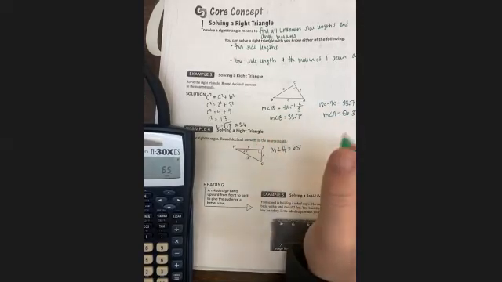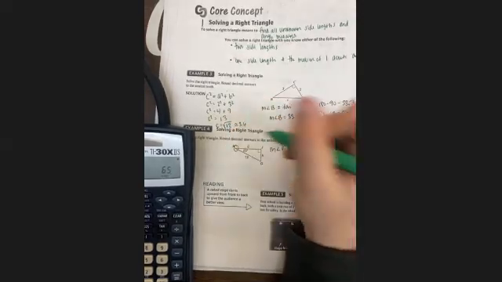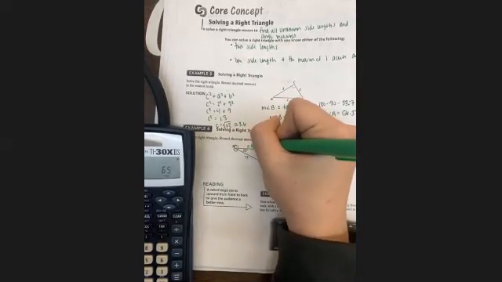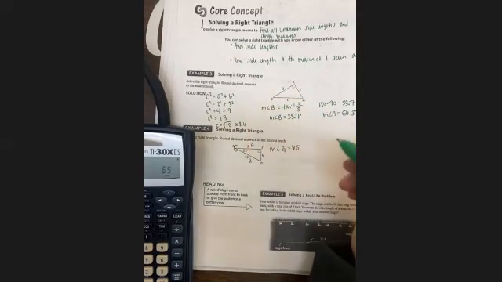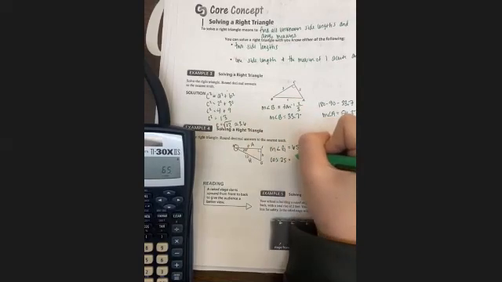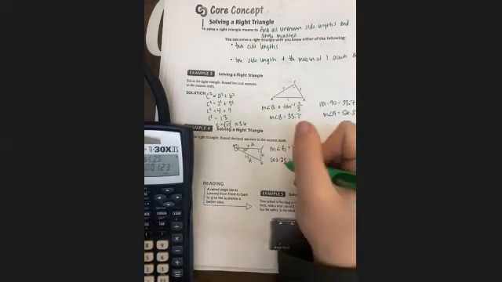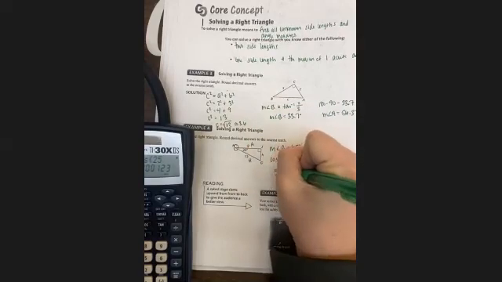Okay, so if I am at H, G is adjacent, and I have the hypotenuse. So I'm going to use the cosine of 25 is equal to G over 13. Multiply both sides by 13, so I get 13 times the cosine of 25. And I get that G is equal to 11.8.